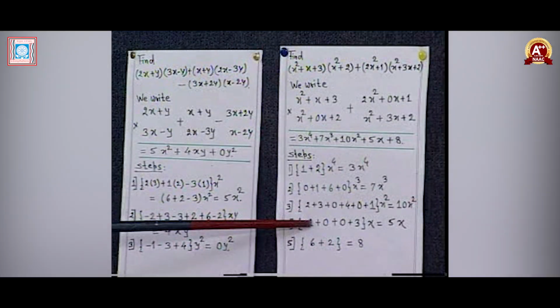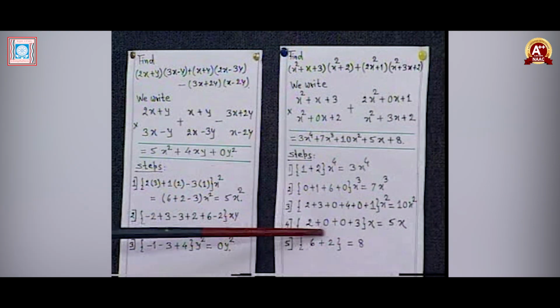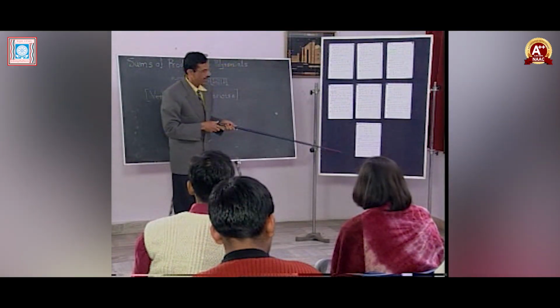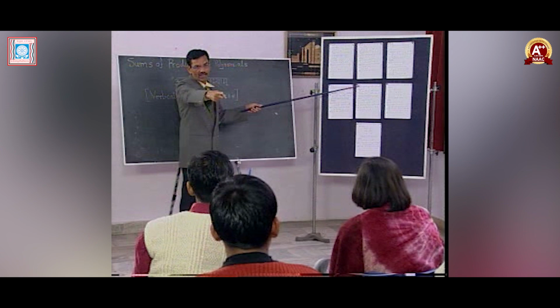Next one, coefficient of x. This is 1 into 2, 2. Then plus 3 into 0, 0. Plus 0 into 2, 0. Plus 1 into 3, 3. So that is 2 plus 0, 3 is plus 5. 0 plus 3, that is 5x.